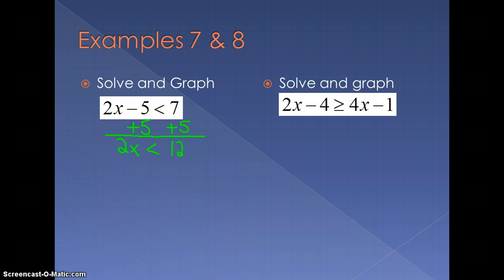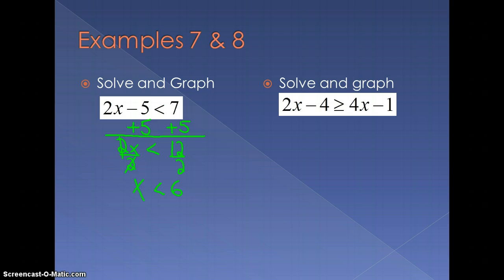I don't have x by itself yet, so I need to do one more step. The inverse of multiplying by 2 is dividing by 2. Cancels, cancels. X is less than 12 divided by 2 gives me 6. You don't have to graph that one. We've graphed a bunch. Same process for graphing there.